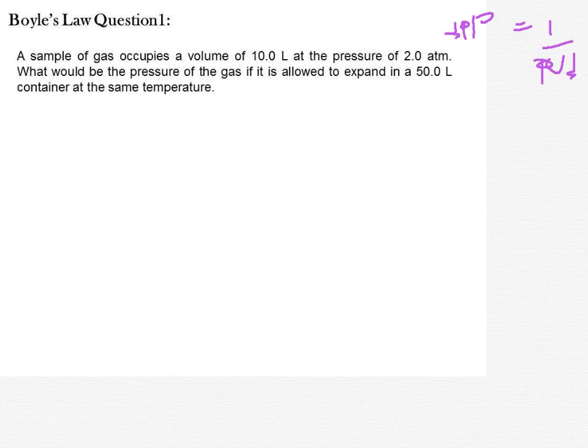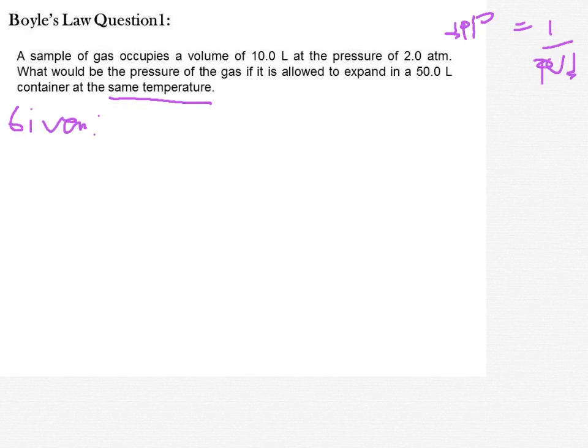In this sample problem, a sample of gas occupies a volume of 10 liters at a pressure of 2.0 atm. What would be the pressure of the gas if it is allowed to expand in a 50-liter container at the same temperature? We have to remember that in Boyle's Law problems, temperature is always held constant. So in this problem, we will be applying the three-step procedure in solving.